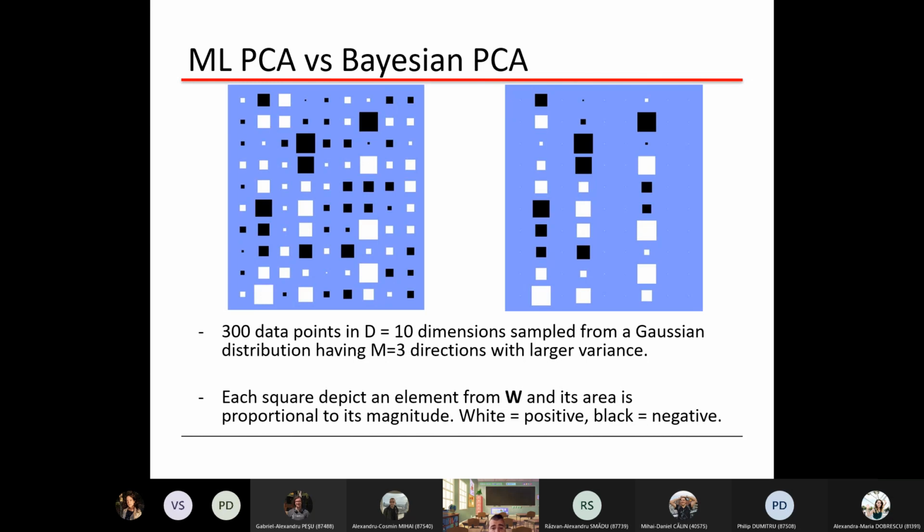The black squares are negative values. The white squares are positive values. And the dimension of the square is proportional to the magnitude of that value. And you can see that out of the 10 dimensions that we have, some have small variance, like for example this one, and therefore when we do Bayesian PCA, it is replaced by zeros.